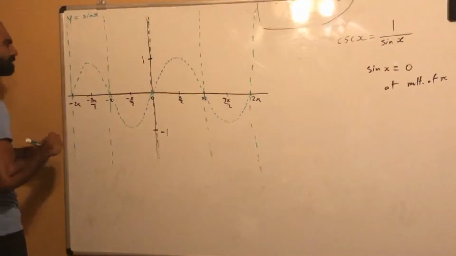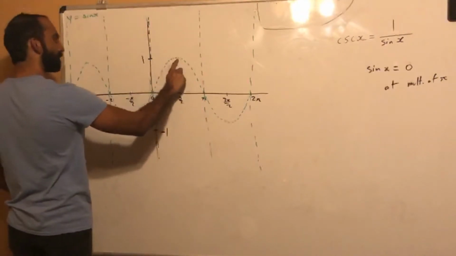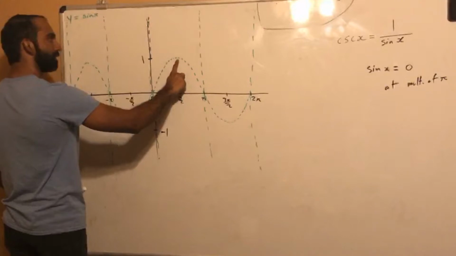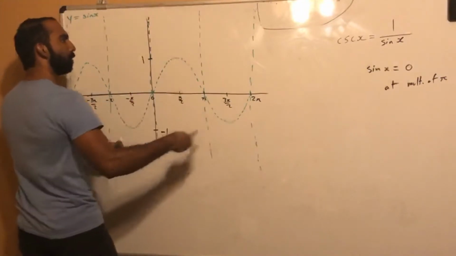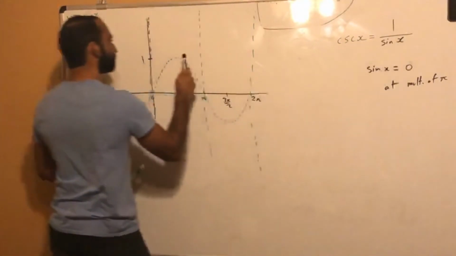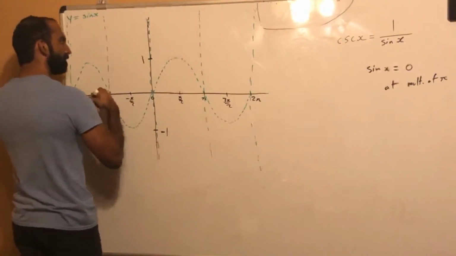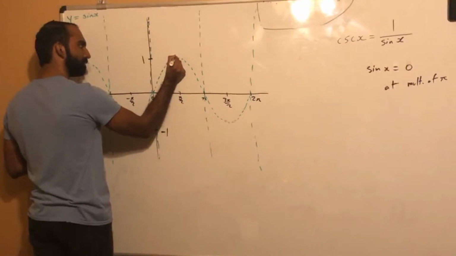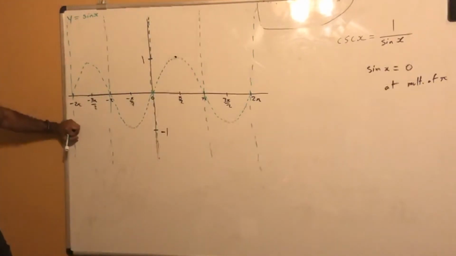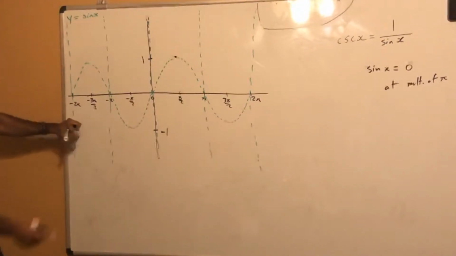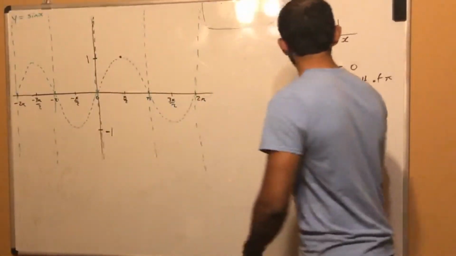But something interesting happens. Let's take the maximum value of sine, 1, and say 1 divided by it. What is 1 divided by the max value? 1. Still 1. So one point on the graph of cosecant is pi over 2, 1.